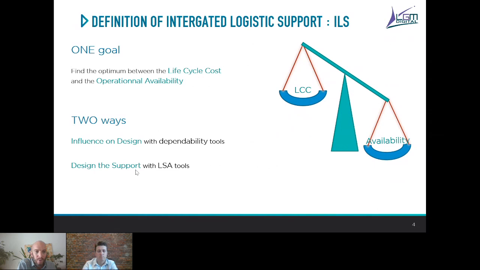Then we also have another way to improve the availability and decrease the lifecycle cost by using LSA tools. LSA tools, logistic support analysis tools, allow us to build the support system.